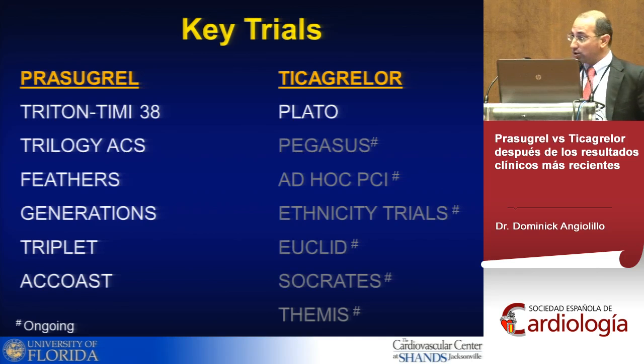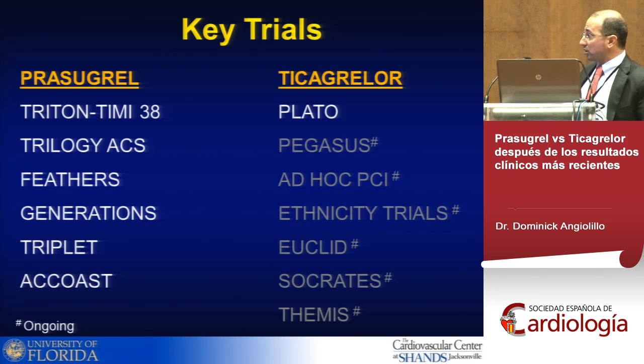And I've highlighted here what, in my opinion, are the key trials with regards to the two drugs. With prasugrel, the pivotal trial was the TRITON-TIMI 38, and we have a series of other trials. Some of these are pharmacodynamic studies, such as FEATHER, GENERATIONS and TRIPLET, but we also have clinical studies such as TRILOGY-ACS and the COAST trial. With regards to ticagrelor, we mostly rely on the PLATO trial, and this is simply because the drug was developed a few years after prasugrel. But as you can see here in gray, we have a large number of ongoing trials with ticagrelor.